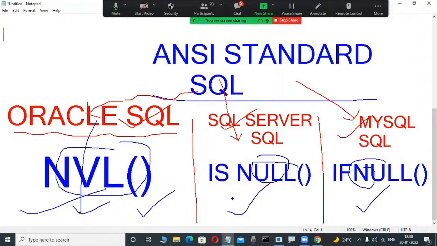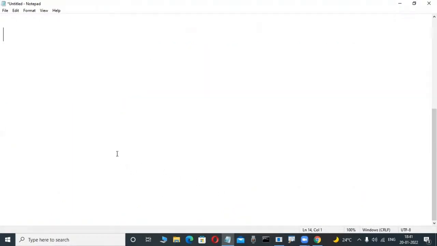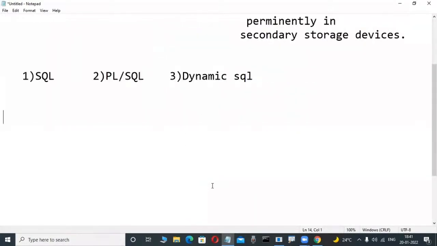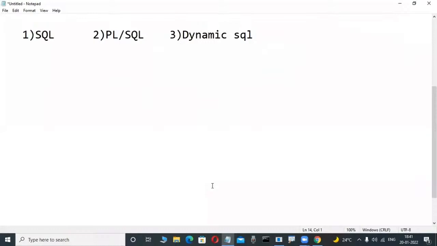That's why in whatever we are learning, SQL is an ANSI standard language. From that SQL language, Oracle Corporation created their own SQL language that is called Oracle SQL language. That's why SQL is an ANSI standard language, conceptually the same in every database.